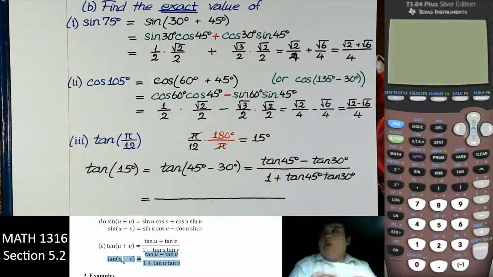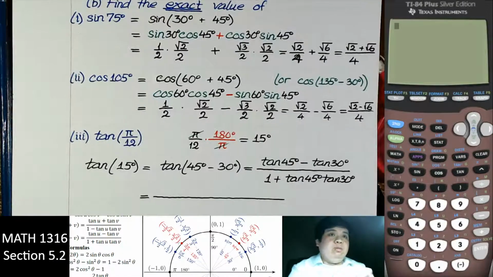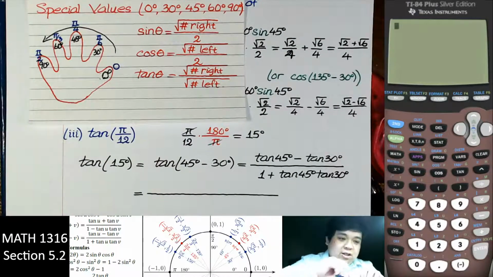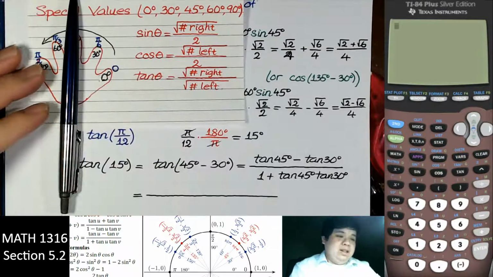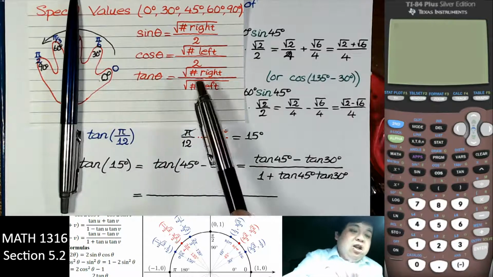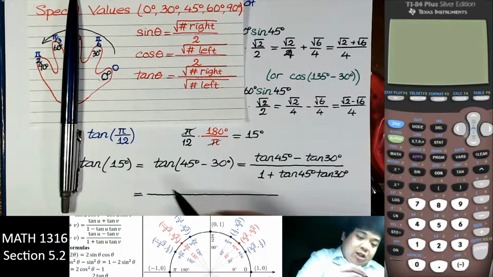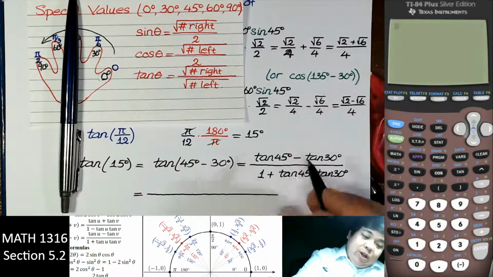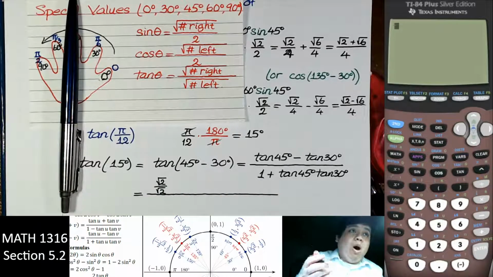For tangent, we can use the unit circle, where sine over cosine is tangent, or I'll use the hand trick. Tangent of 45 degrees, we write 45 degrees, and then the tangent is the square root of the number of fingers on the right divided by the square root of the fingers on the left. So there's 2 on the right and 2 on the left. It might be silly, but we can just say square root 2 over square root 2, which is of course 1.